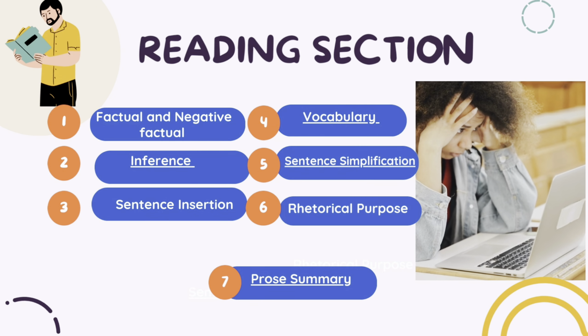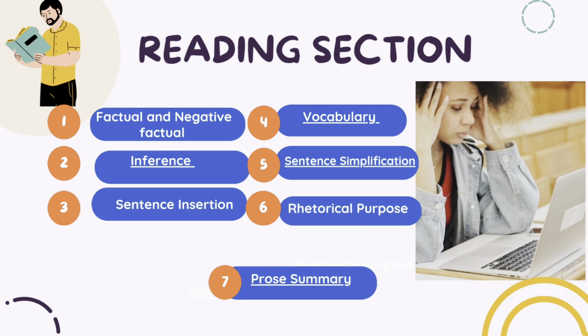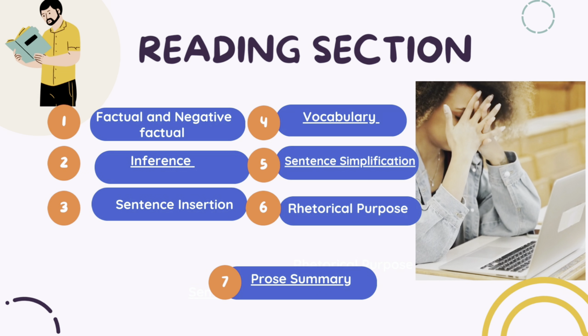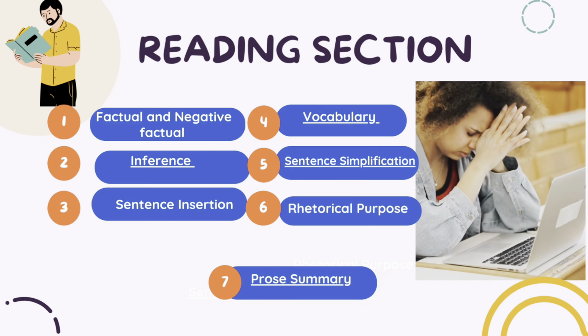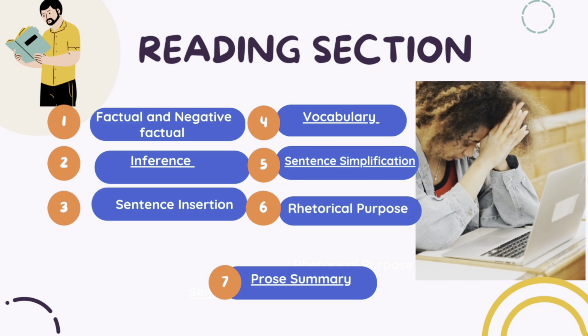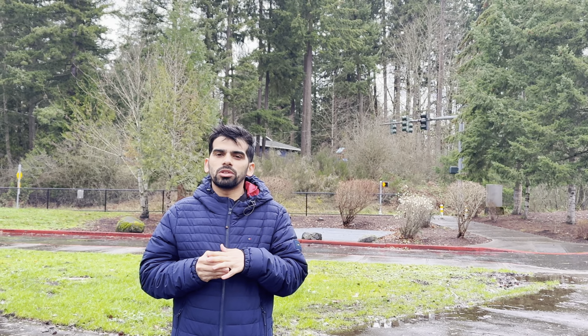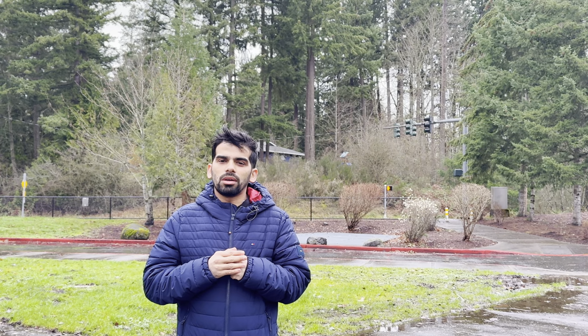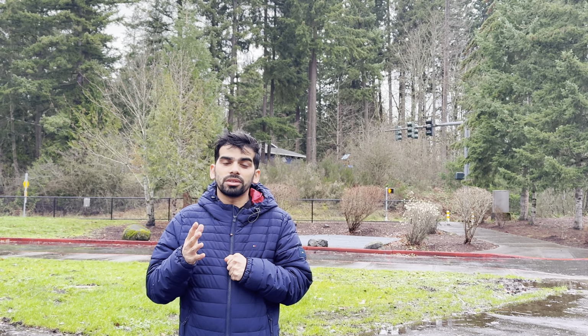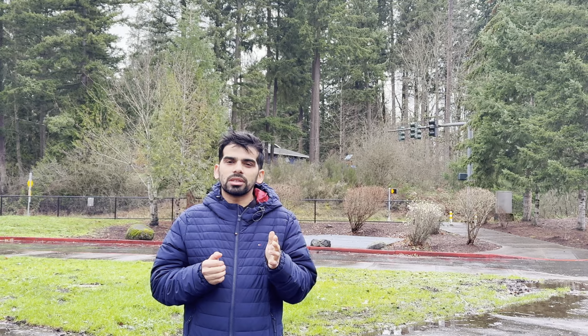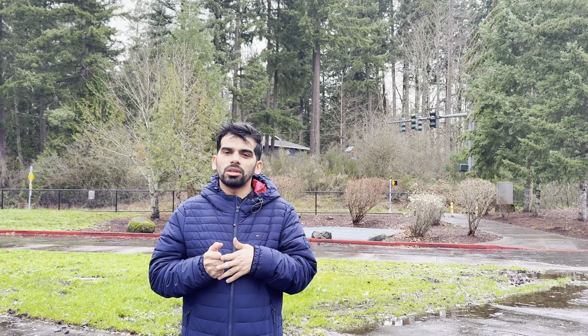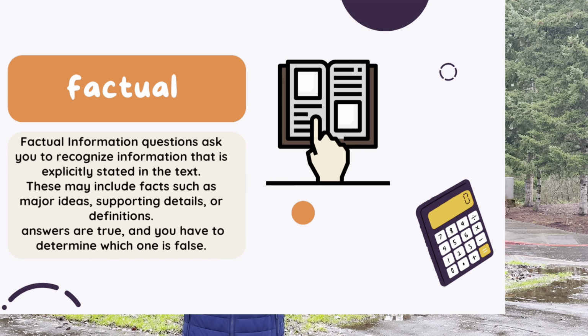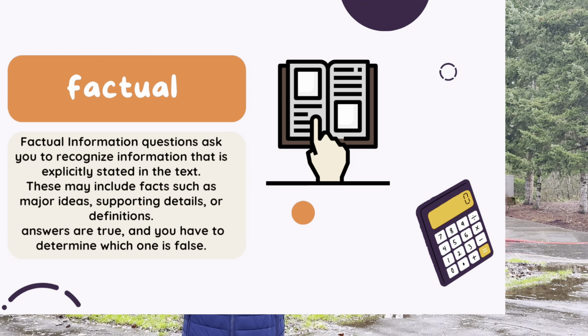So the reading section has different types of questions, at least 10 types. Each requires a different strategy to attempt, starting from inference questions, rhetorical purpose questions, vocabulary questions, prose questions, sentence insert questions, and lastly summary questions. We'll discuss a tip for each one, and then we'll give you the major top 10 tips for attempting and scoring higher in the reading section of TOEFL iBT.